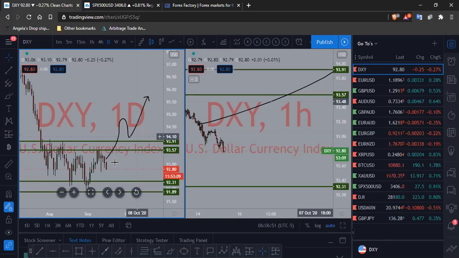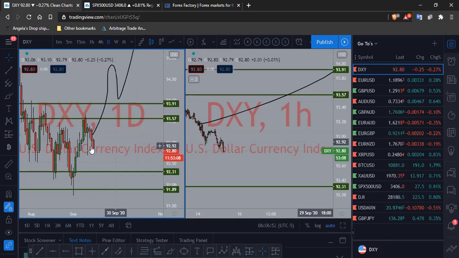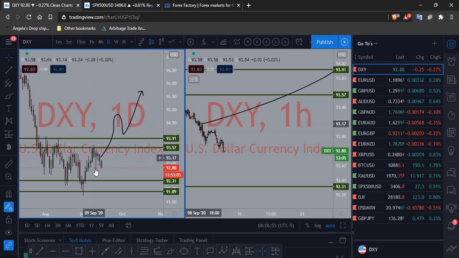Apparently the DXY did end up coming back to this wick, like I had mentioned on Sunday in my analysis. I had said that seeing this wick, I'm thinking the US dollar is going to end up coming back down to refill this wick. And now I'm looking to see if it's going to go bullish, right?